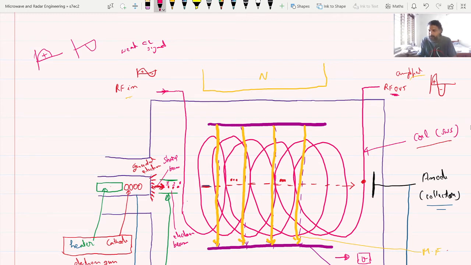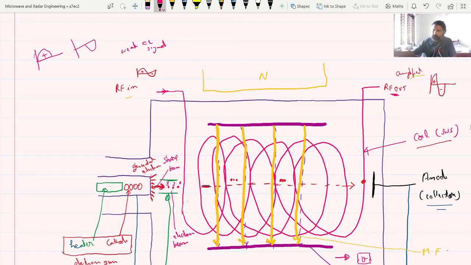So what happens during the positive half cycle, that we have to keep in mind. During the positive half cycle, the electron traveling in the direction of the anode, because of the slow wave structure, is accelerated towards the anode because of the positive voltage that we give at RF in.